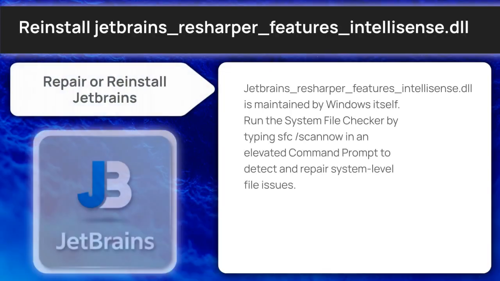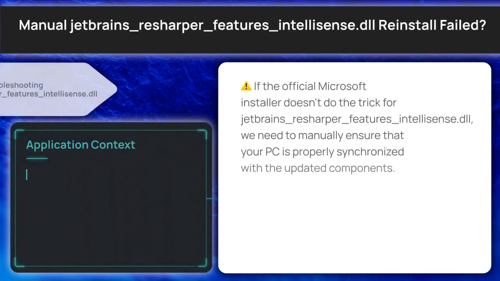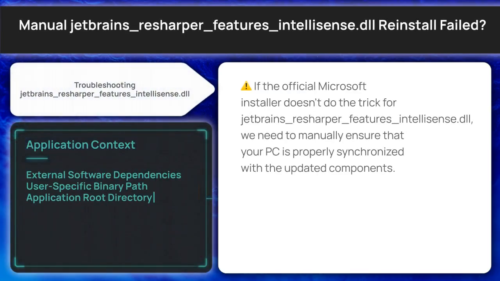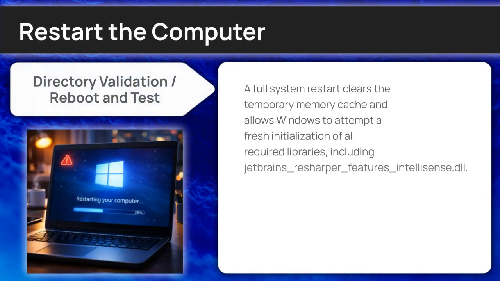JetBrains ReSharper features IntelliSense is maintained by Windows itself. Run the system file checker by typing sfc /scannow in an elevated command prompt to detect and repair system-level file issues. If you're still seeing the missing file notification, we should attempt to force a synchronization between the software and the OS. A full system restart clears the temporary memory cache and allows Windows to attempt a fresh initialization of all required libraries, including JetBrains ReSharper features IntelliSense.